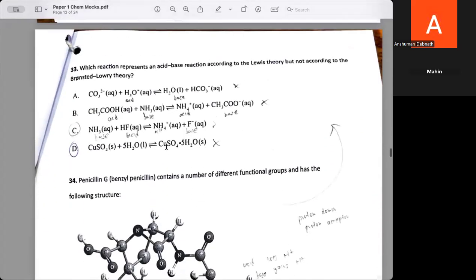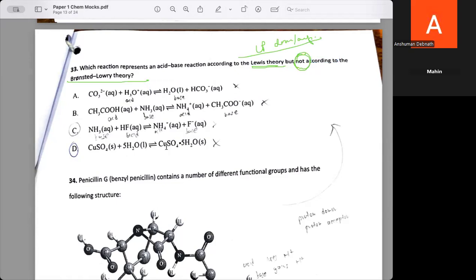Which reaction represents the acid-base reaction according to Lewis theory, but not according to Bronsted theory? Lewis theory. What is Lewis theory? No, not proton acceptor. Sorry, lone pair. Lone pair acceptors, lone pair donors, isn't it? So which is technically Lewis theory, but not Bronsted theory? You circle that.